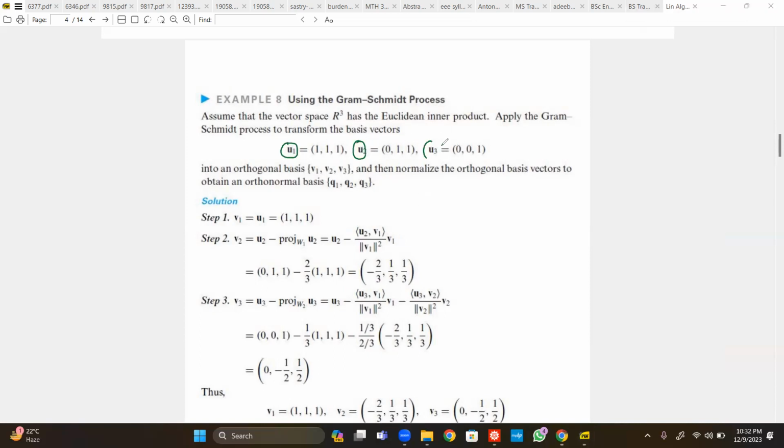U1, U2, U3, three vectors. They are linearly independent, and we do not even have to check that because they have this special format, which shows that they cannot be linearly dependent. So anyway, the process is just using the formulas. V1 is simply U1. V2 is U2 minus the component of U2 along V1. You get this vector, and do the same for V3. Just in this case, you are subtracting two components, this and this.